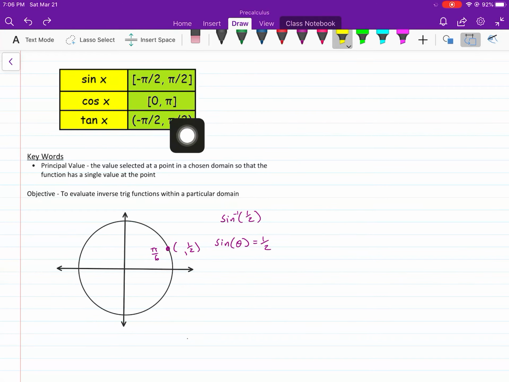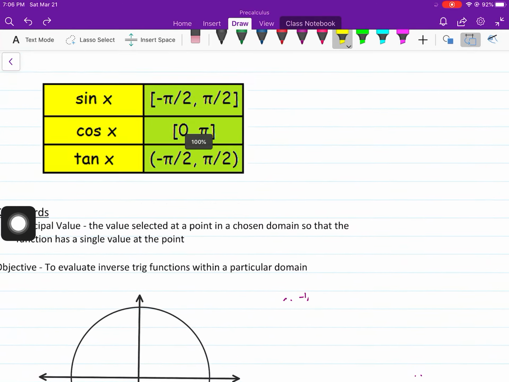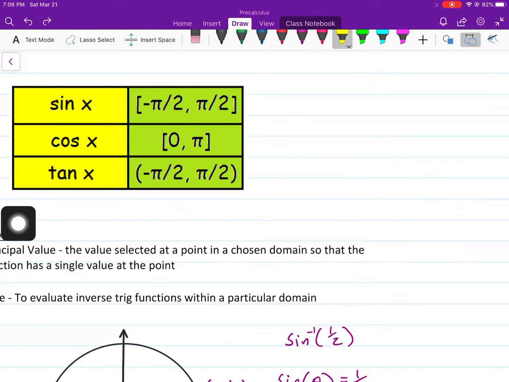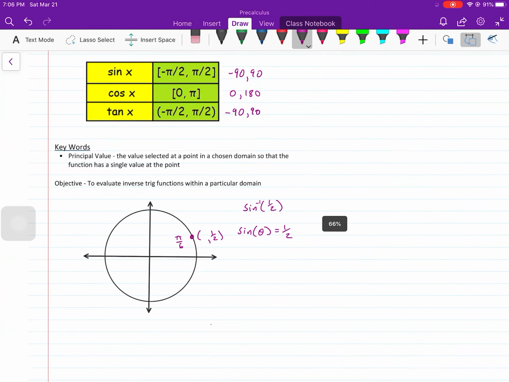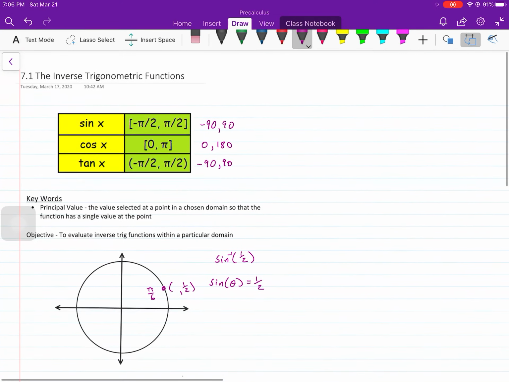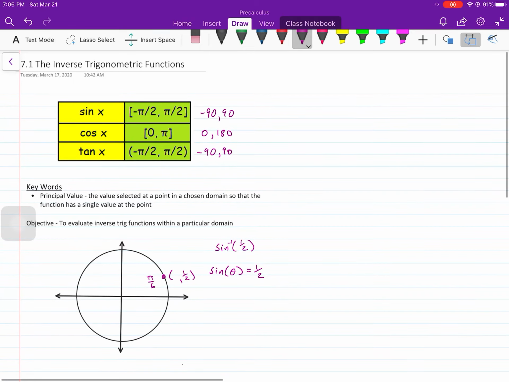And this is just a general convention in math for us to go by. In degrees, sine would be negative 90 to 90, cosine would be 0 to 180, and tangent would be negative 90 to 90. So that's how the principal value works, and in the next video I'll have some examples for you.